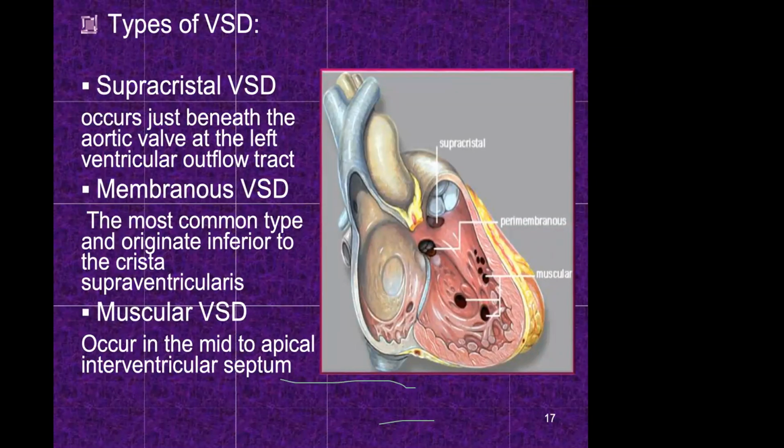And if there is shunting, for example, the impure blood goes to the other side, the patient will develop cyanosis, clubbing, and also distress as well. So this is the history which we will come across.